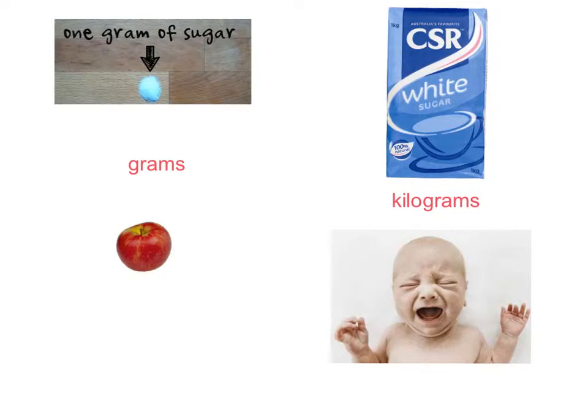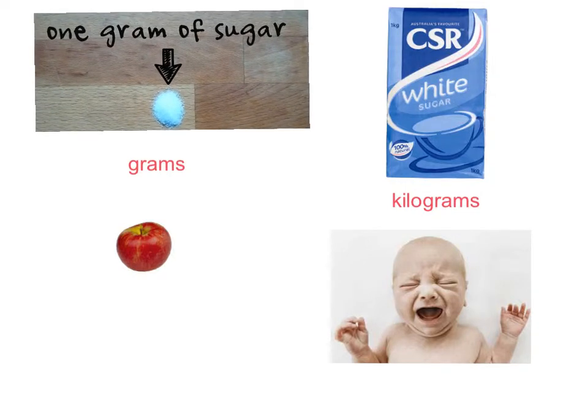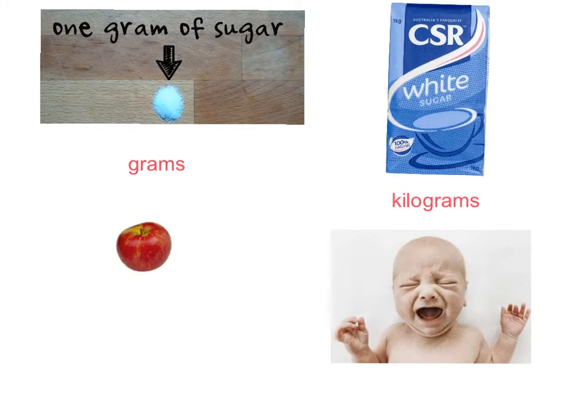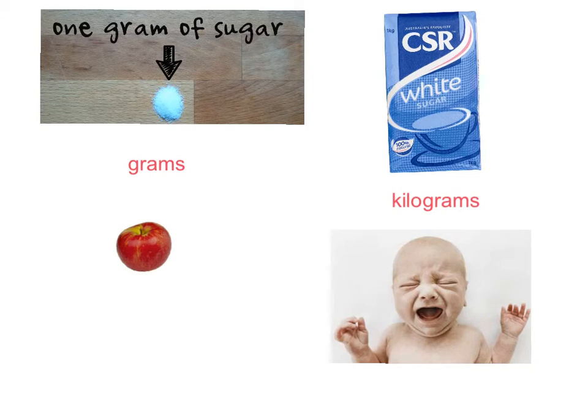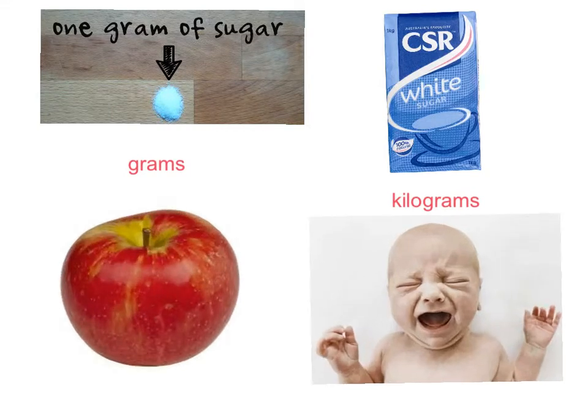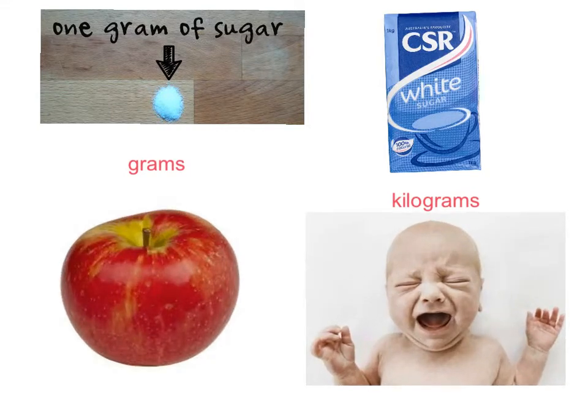On the top of the screen you will see that I have an example of what 1 gram of sugar looks like and what 1 kilogram of sugar looks like. Below these examples you can see two pictures. I have an apple and I have a picture of a baby. These are examples of different things that we would measure in grams and kilograms.